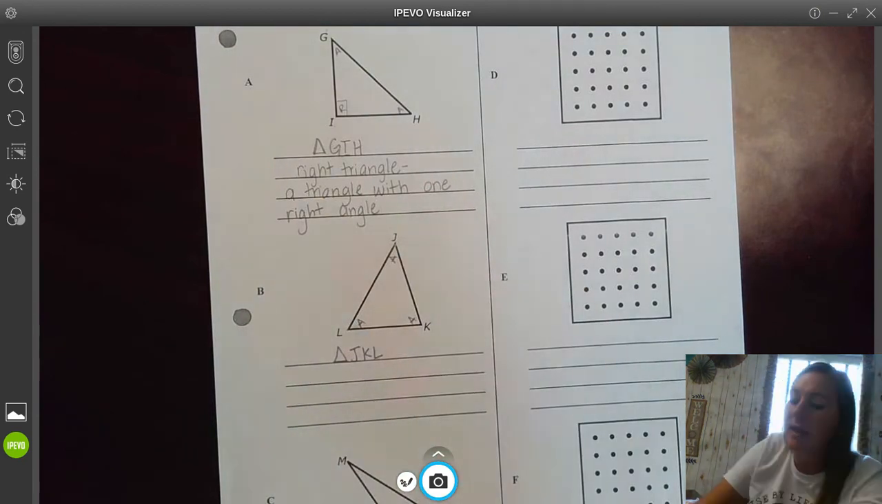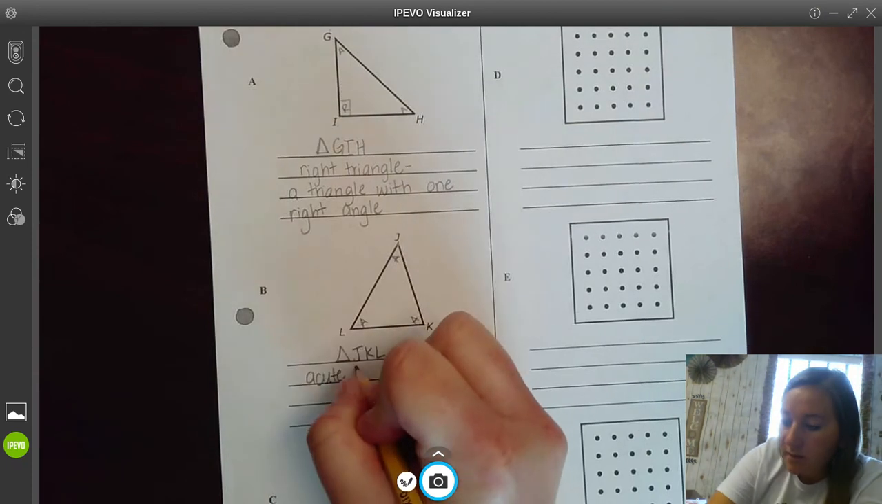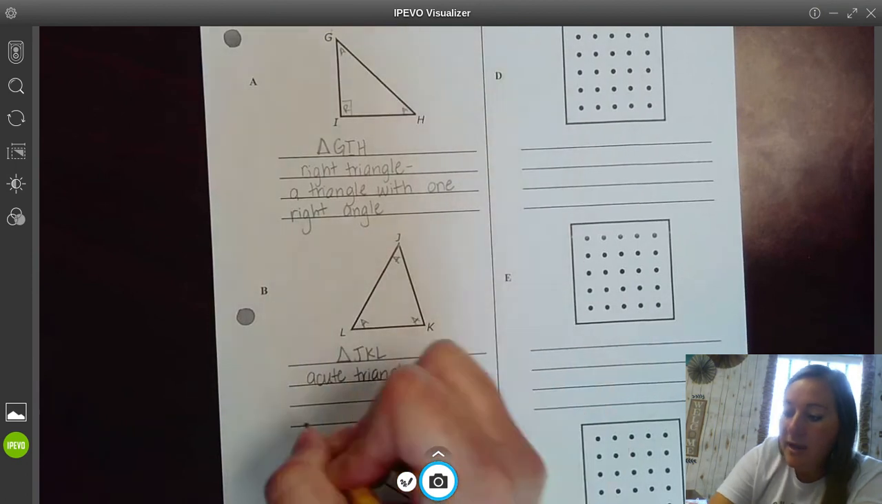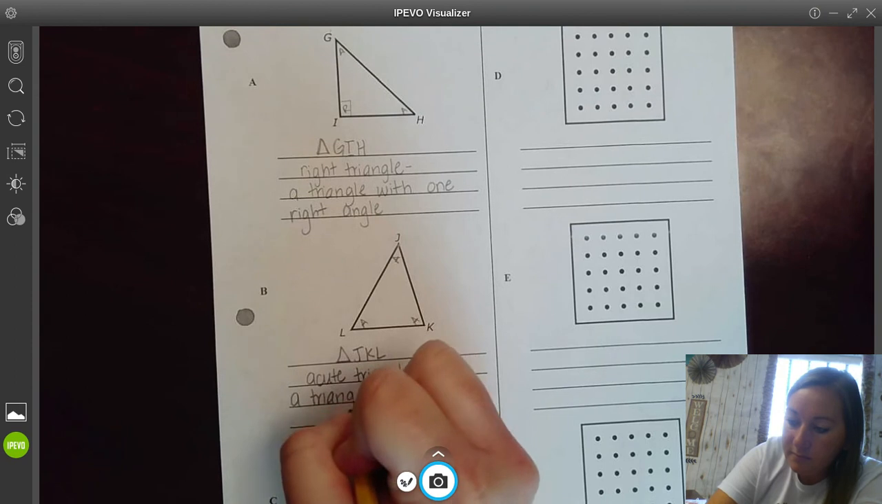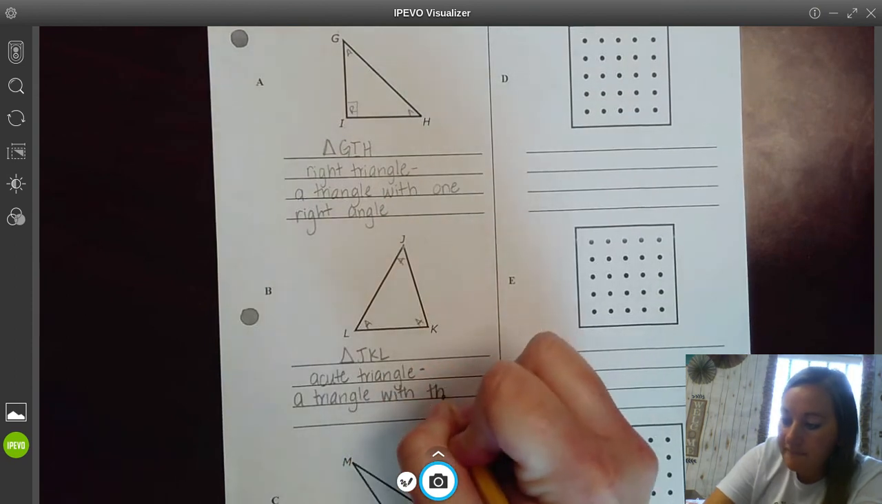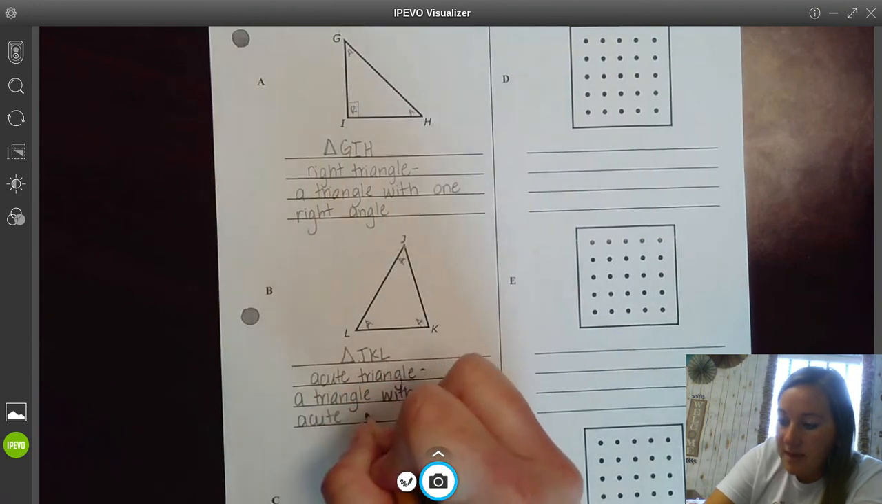An acute triangle. So it's an acute triangle. An acute triangle is a triangle with three acute angles.